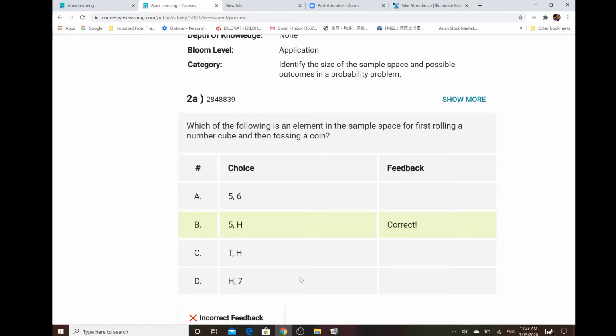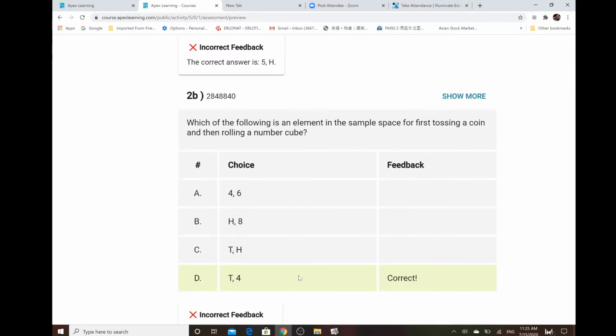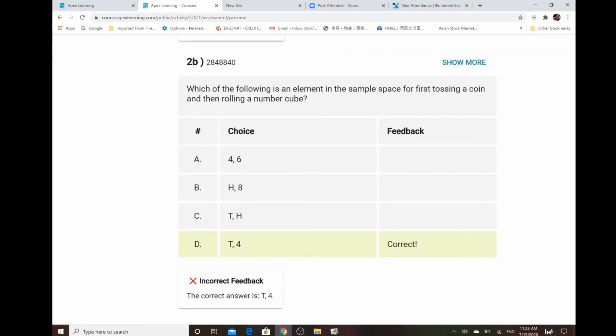So it's head and 7. And then 2B, again: we want to toss a coin first, so the head or the tail is the first outcome, and then the other one is rolling a number cube. So it's either B or D. But with tossing a coin and rolling a number cube, the number cube has no 8 because it only has 6 faces. So it's 1, 2, 3, 4, 5, 6. It cannot be 8. So the only one that's correct is D.